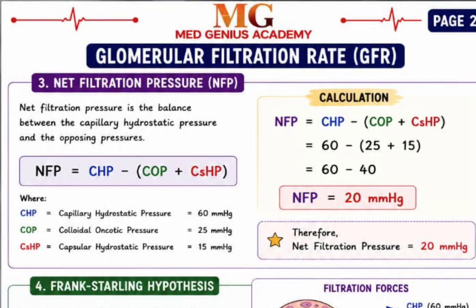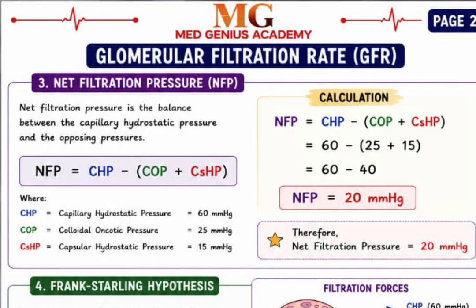So now, what is the capillary hydrostatic pressure? By our calculation it is 60 mmHg on average. While the colloidal oncotic pressure is 25 mmHg on average, and the capsular hydrostatic pressure is 15 mmHg on average. So when you add 25 plus 15, it will give you 40. So 60, which is the capillary hydrostatic pressure, minus 40, which is the sum of the colloidal oncotic pressure and the capsular hydrostatic pressure, will give you what? 60 minus 40 will give you 20, so the net filtration pressure is 20 mmHg.